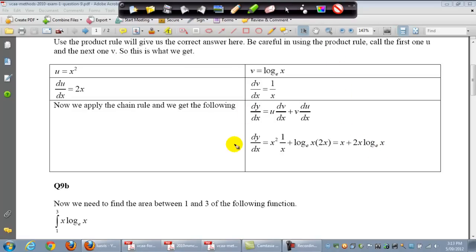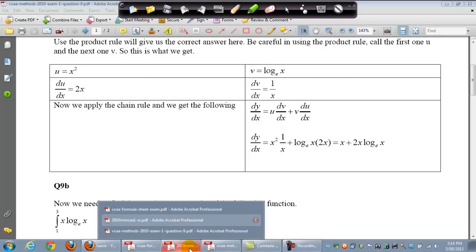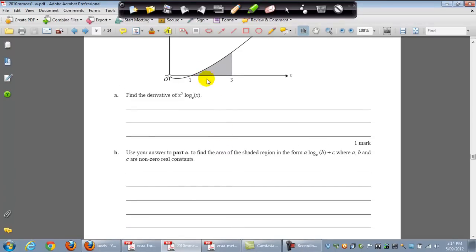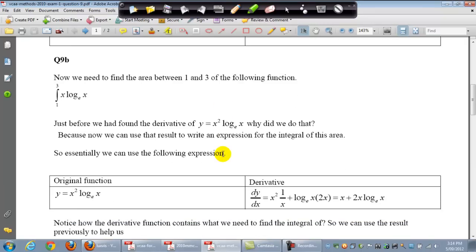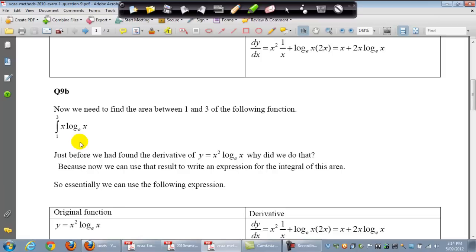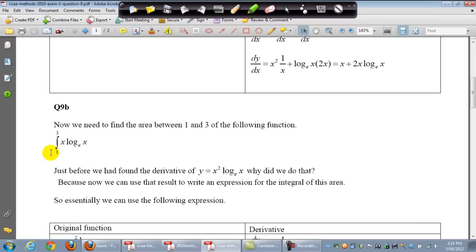The next section is using this result to obtain the answer to this. We needed to find the area between 1 and 3. So what do we do here? Well, let's have a look. This is what we really need to find: the area between 1 and 3 of this expression.